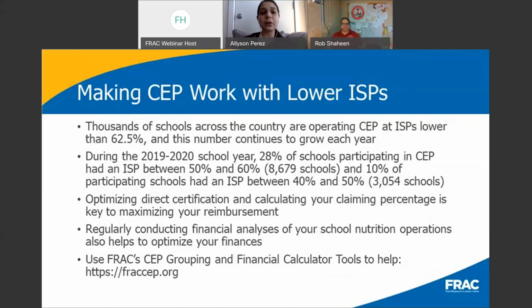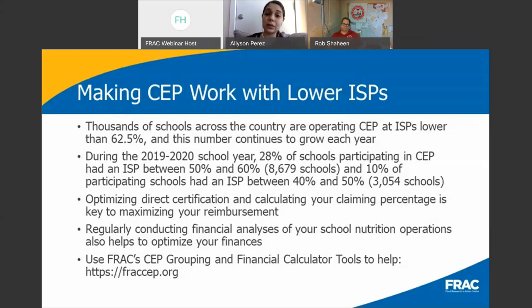We've also often heard from our partners, especially several years ago when community eligibility was first implemented, that it's difficult for schools with ISPs lower than 62.5 to participate. As we have seen in our research through the years, however, thousands of schools across the country are comfortably operating CEP with ISPs below 62.5, and those numbers continue to grow.